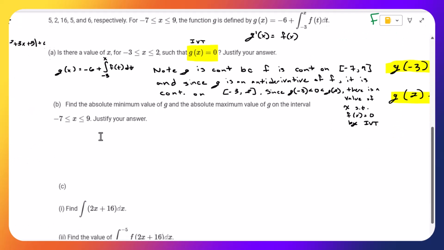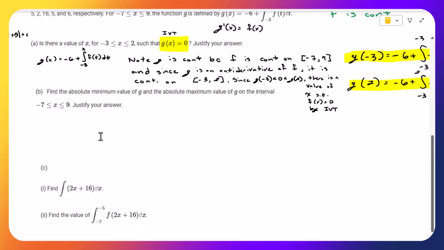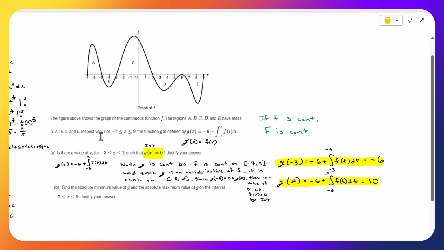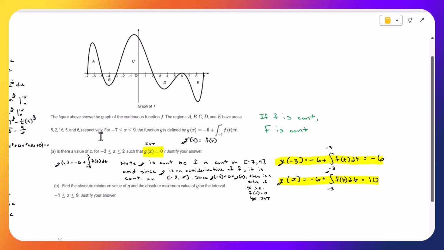Okay, part B, find the absolute minimum value of g and the absolute maximum value of g on the interval -7 to 9. Justify your answer. I'll scroll it like this so you can look at it really quick. And when I come back, we'll go through this one together again.